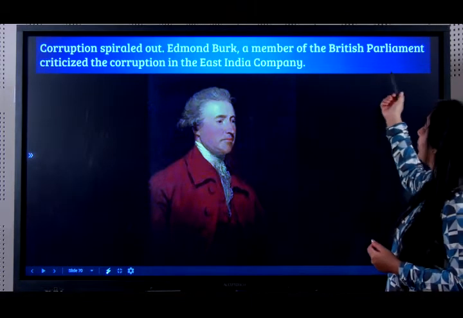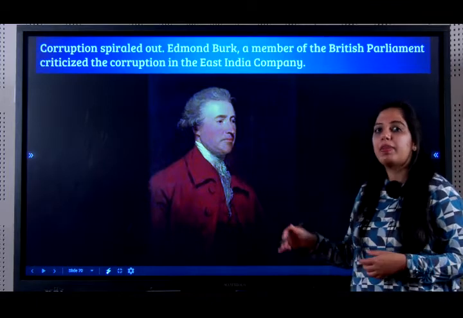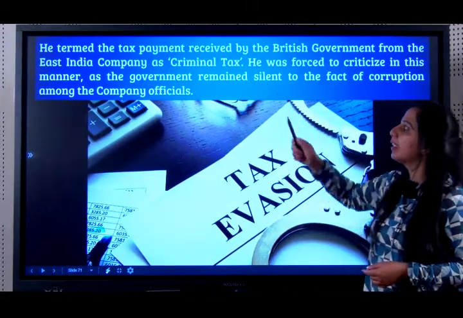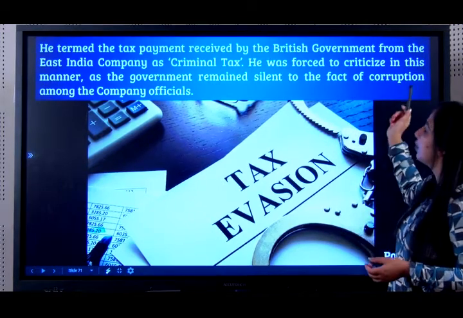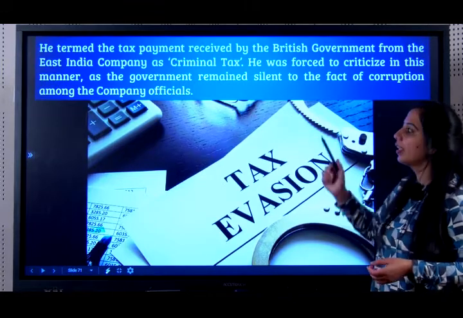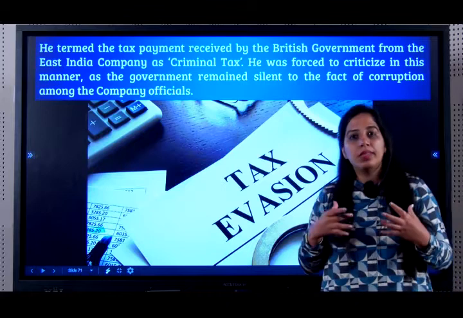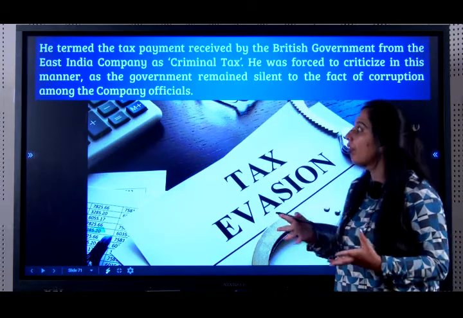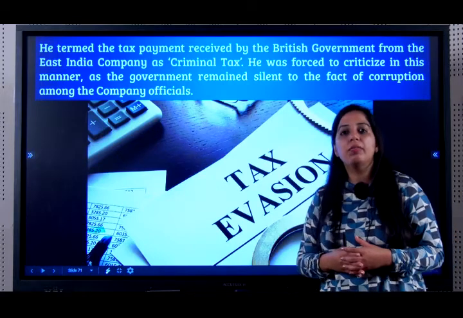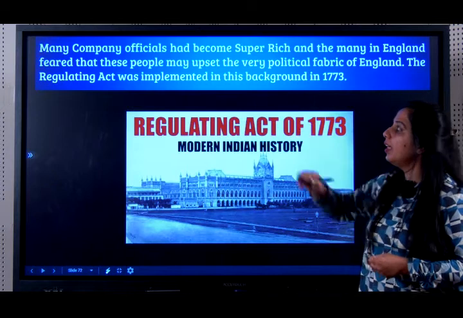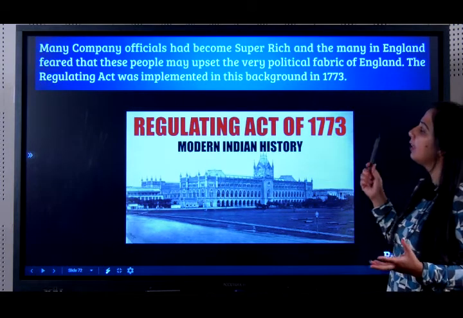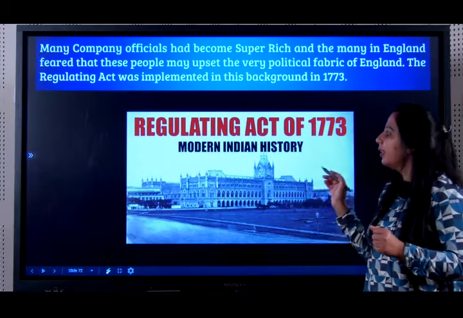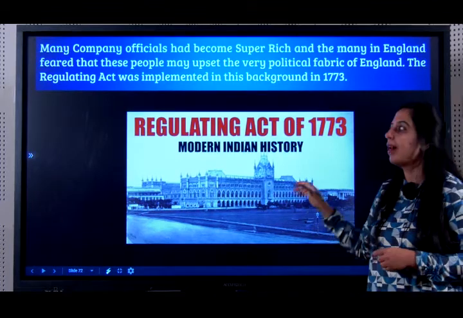Edmund Burke, a member of the British Parliament, criticized this corrupt practice of the English East India Company. He termed the tax payment received by the British government from the East India Company as criminal tax. He was forced to criticize it in this manner as the government remained silent to the fact of corruption among the company officials. So the British government knew that corruption was happening, but they didn't care to do anything. So Edmund Burke used a very strong term, criminal tax, for the tax that was received from the English East India Company. Many company officials had become super rich, and many in England feared that these people may upset the very political fabric of England. So, under this background, the Regulating Act of 1773 was passed.